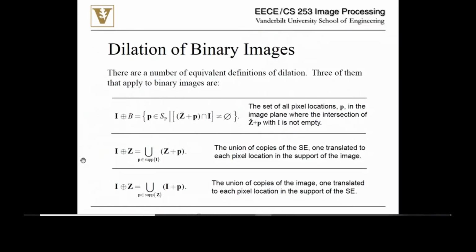So you can think of dilation as a kind of convolution, but now with binary images. Then you have to redefine a bit the concept of convolution, because in convolution you are multiplying by a scalar and then adding, and here you are simply computing the union of sets. But it's the same.